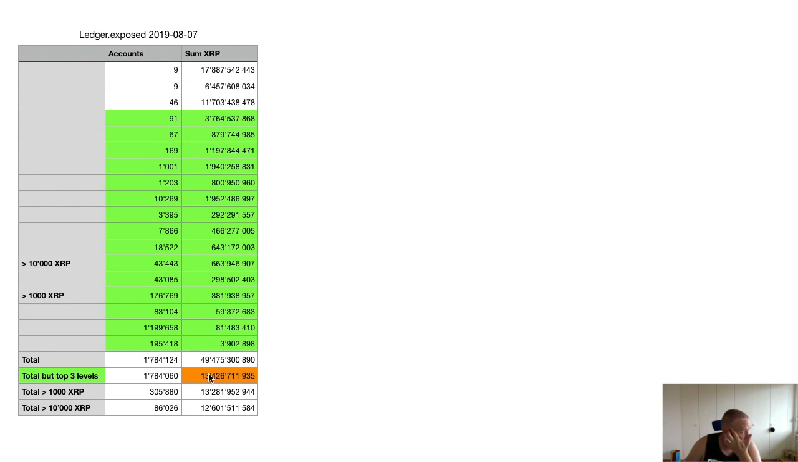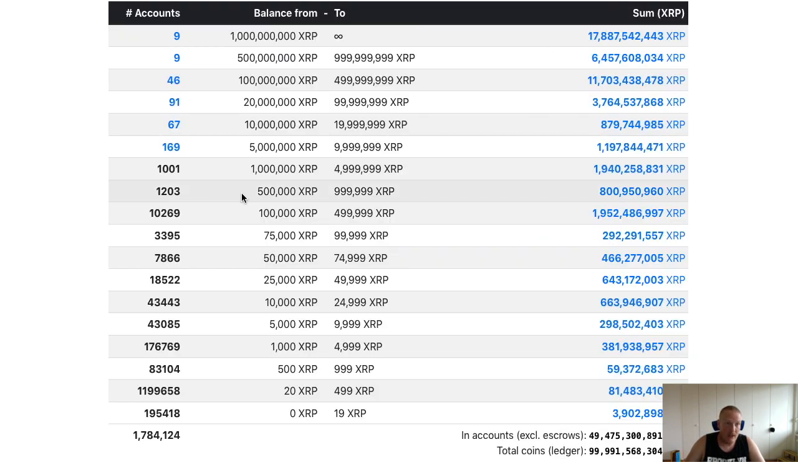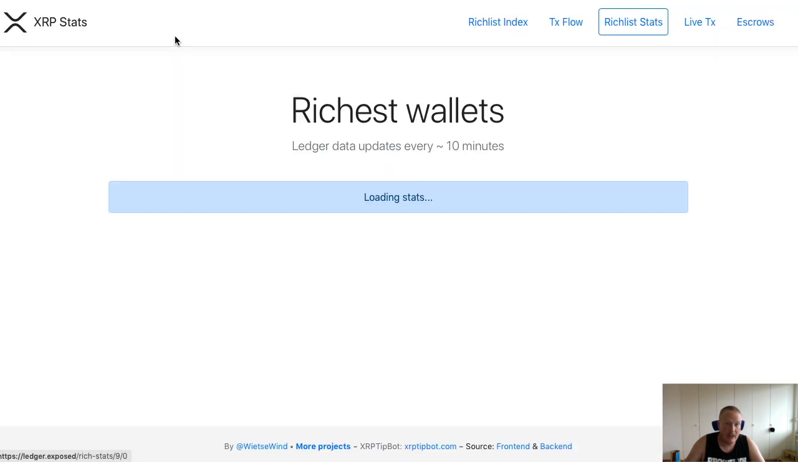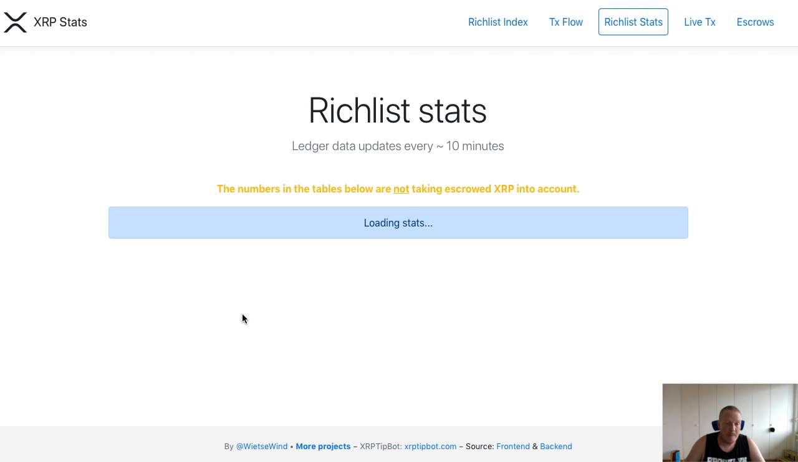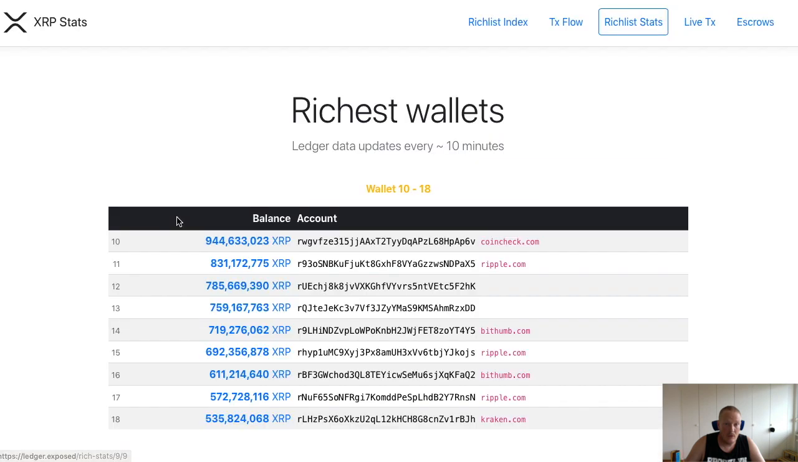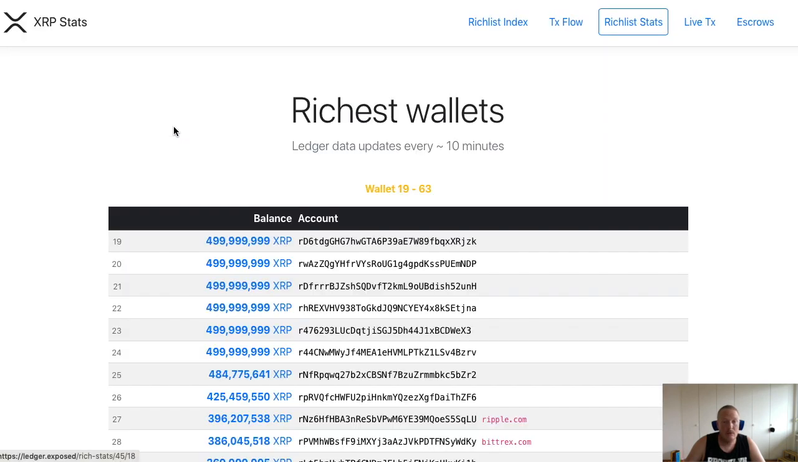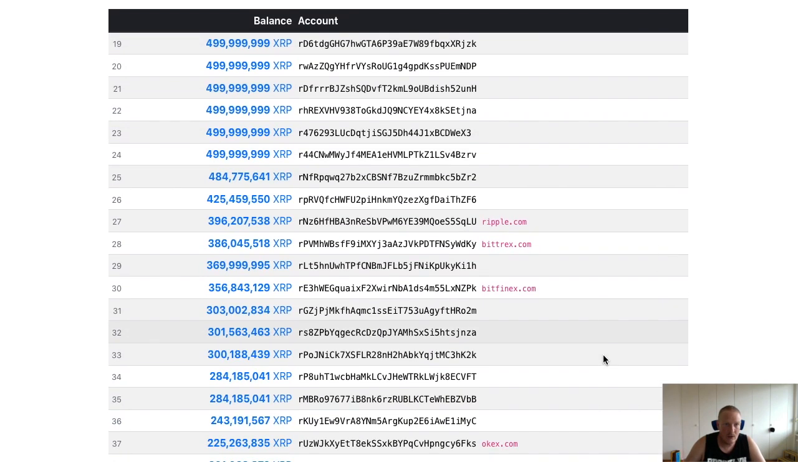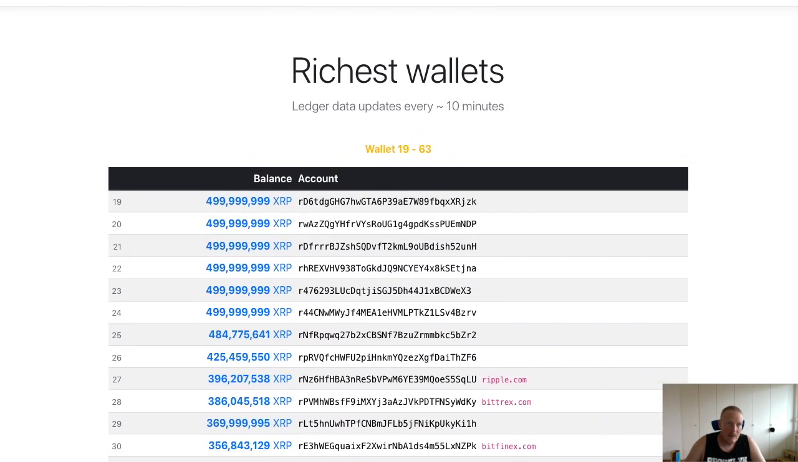So I'm concentrating basically on all XRP but the top three levels. The top three levels, more or less, are exchanges and Ripple itself. You can see that where it's blue on Ledger.exposed, you can click and it usually lists the name. So it's basically exchanges which hold those values up there. Maybe they will sell to those conducting payments as well, but most likely it's not them.